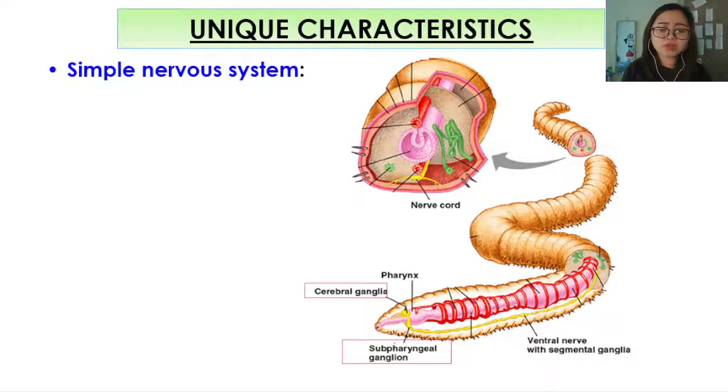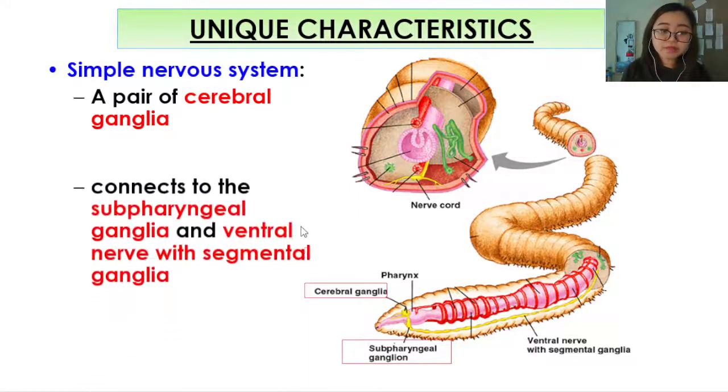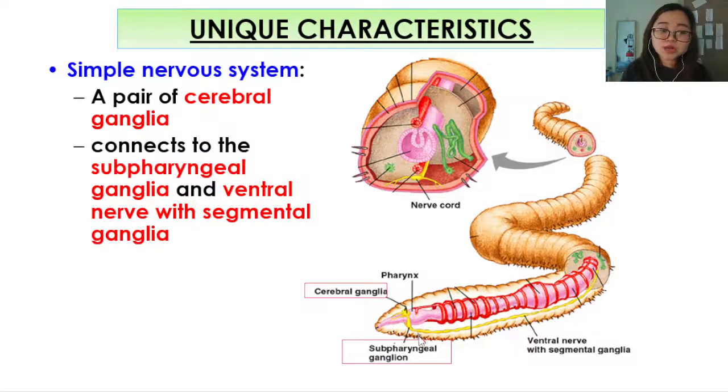I should Google how to pronounce that. Anyway, moving on. Other unique characteristics of annelids, they have a simple nervous system, so they can sense things and figure out what to do next. In their nervous system, they have a pair of cerebral ganglia. Cerebral ganglia is this pile of neurons, this cluster of neurons that is at the head of the annelid. This connects to the subpharyngeal ganglia and ventral nerve with segmental ganglia. Apa maksud ayat kedua ni?